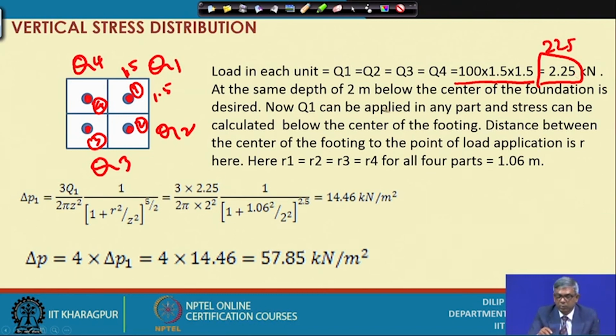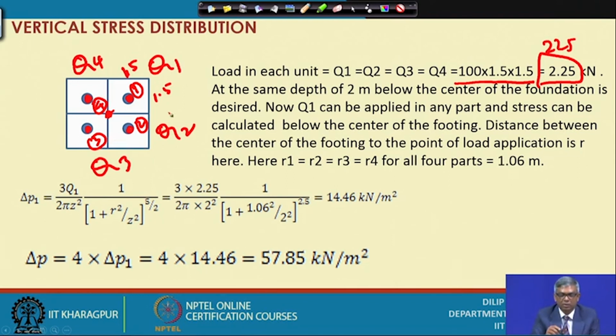At the same depth, 2 meter, depth is kept same, and at the center of the foundation, that means load is now applied here, and I want to find out the stress at this point. Load is applied here, stress to be found here. Similarly load is applied here, stress is here, and you can see that whatever distance from here to here is the same distance from here to here, here to here, and here to here. So, that means I need to do only one calculation, and simply if I multiply by 4, then I will get the effect of the entire area. So, that is the thing.